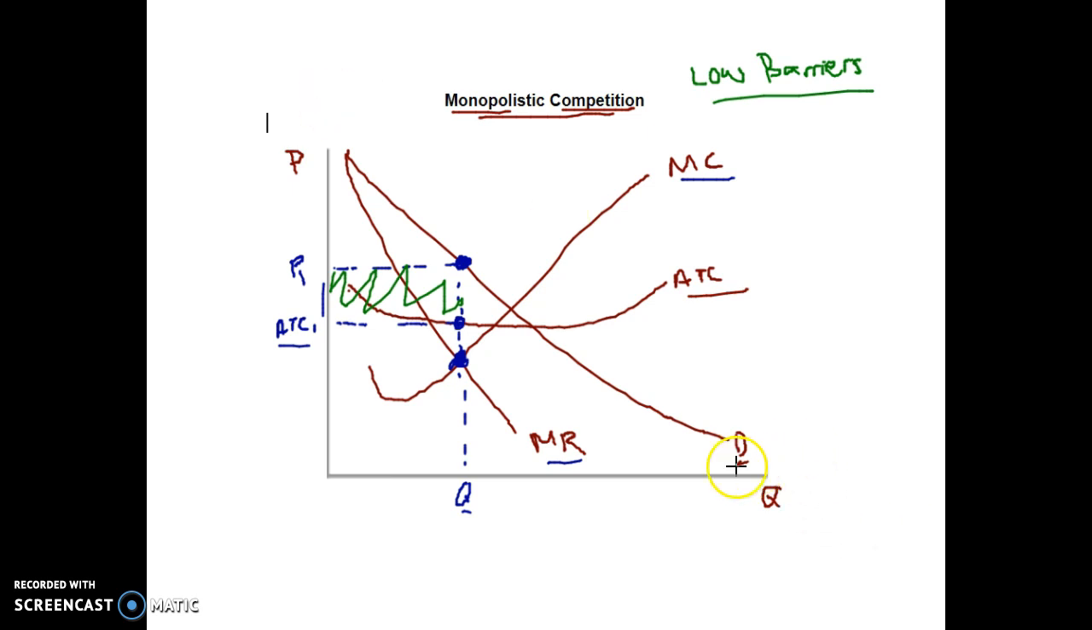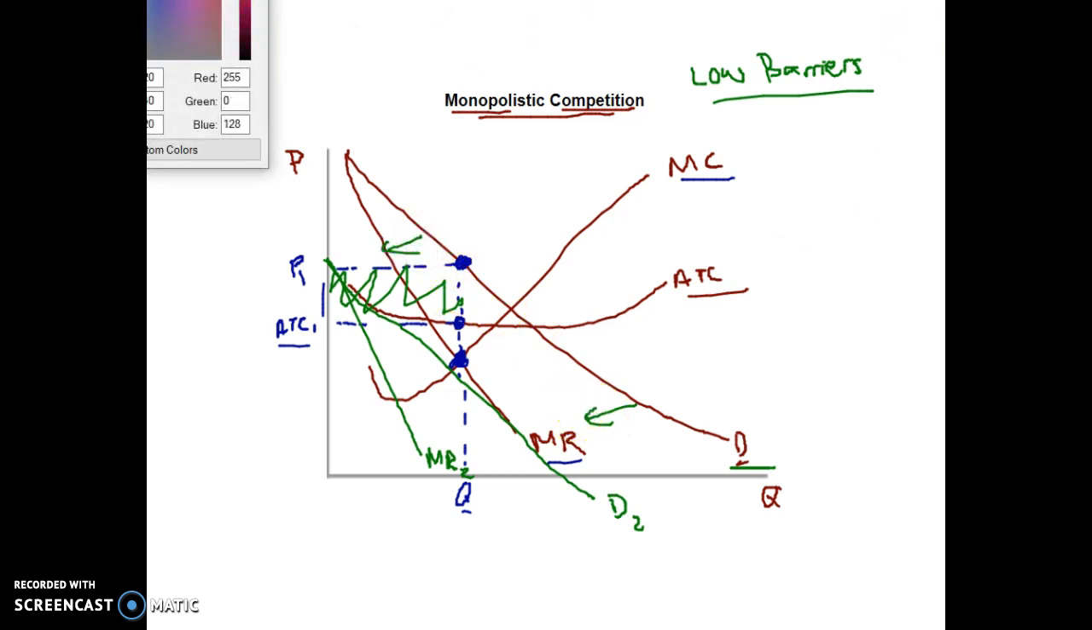When that happens, our demand is actually going to fall. When demand falls, so too does marginal revenue. It's going to fall until it is tangential to average total cost. So it's going to look something like this. This is going to get really gross for a second. Our demand is going to be there. Our marginal revenue is going to be right there. They're both shifting to the left until they're tangential.